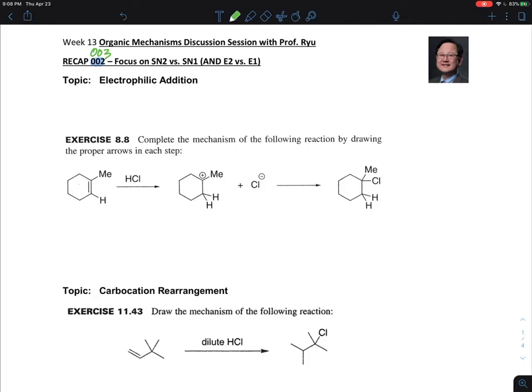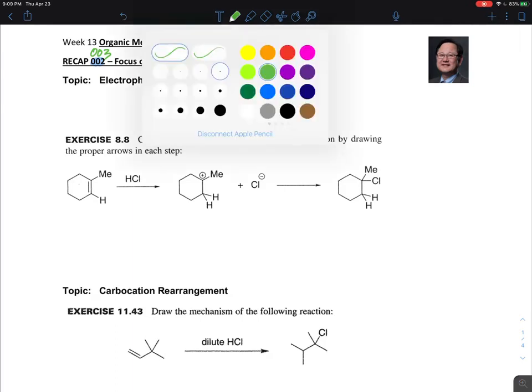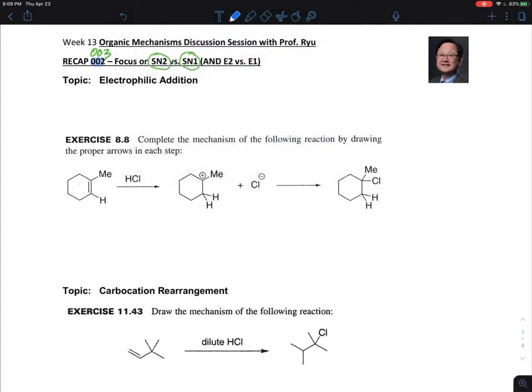And what I'm going to do is essentially focus on contrasting the SN1 and SN2 reactions, what the differences are, and also E1 and E2 reactions. And first, I am going to solve the problems right away. These are the problems that were introduced to you before.